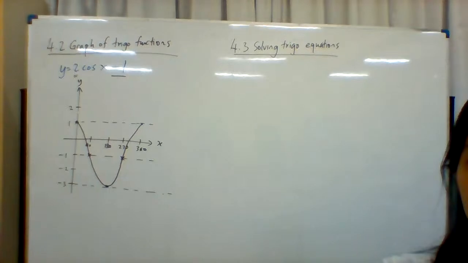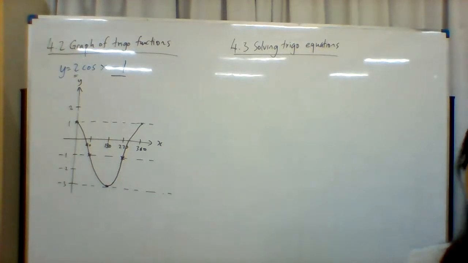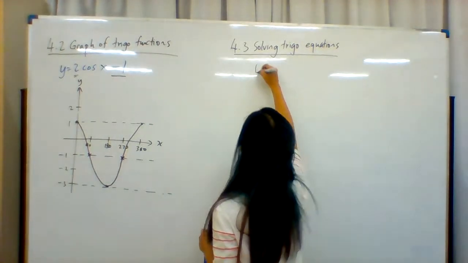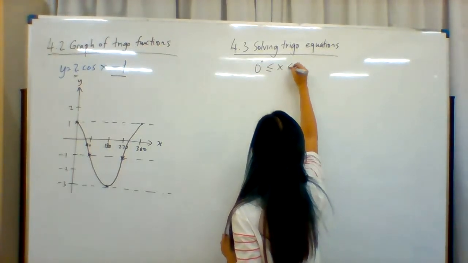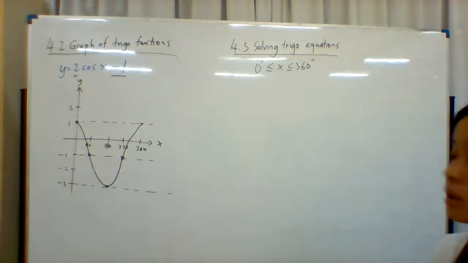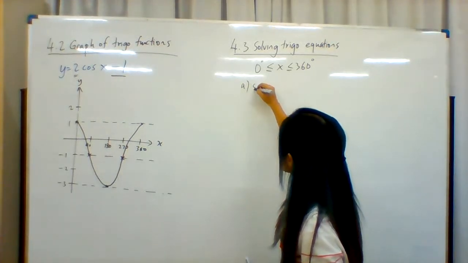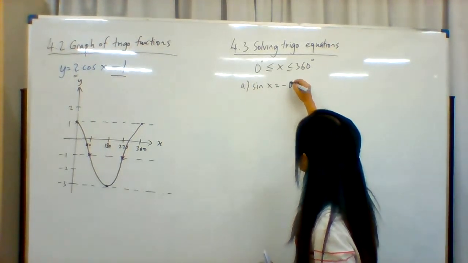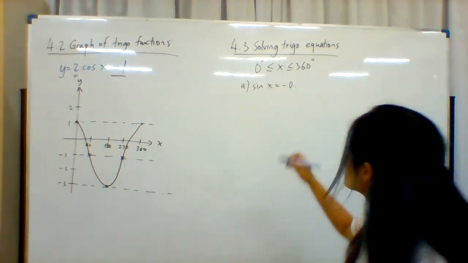Okay, ready? We're going to solve it now. So let's say you're given angle x, right? Your range is from 0 to 360, right? And they tell you that sine x equals negative 0.6691.